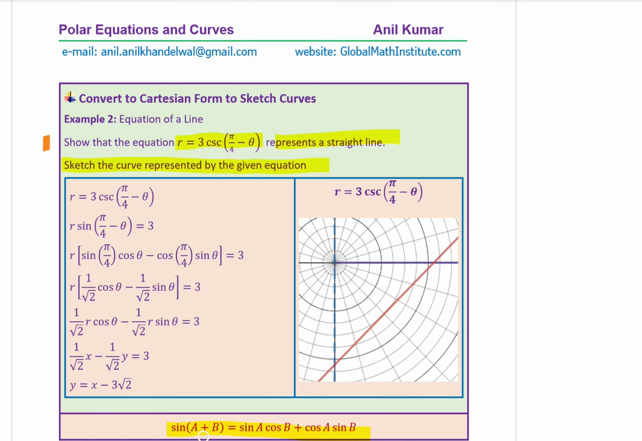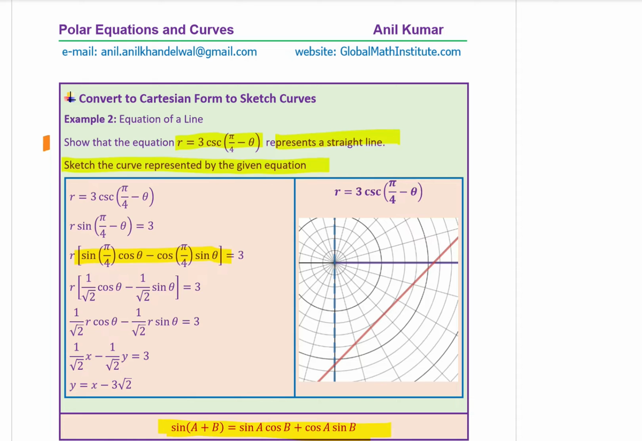Sine A plus B, as you know, is sine A cos B plus cos A sine B, right? So cosecant is the reciprocal of sine, right? So we have written the equation r equals 3 cosecant (pi by 4 minus theta). Cross multiply, so we get r times sine (pi by 4 minus theta) equals 3. And now expand this using the relation, which is right there.